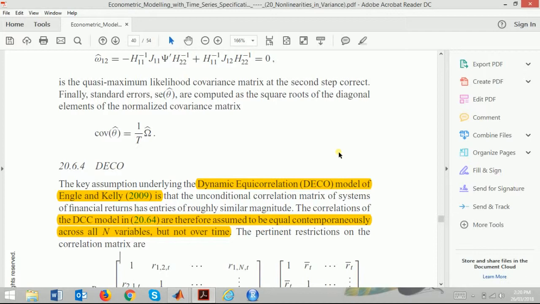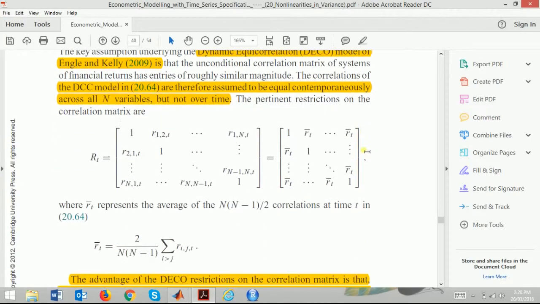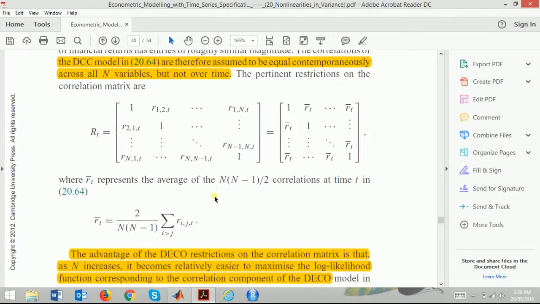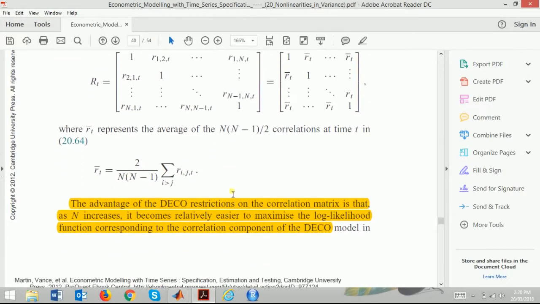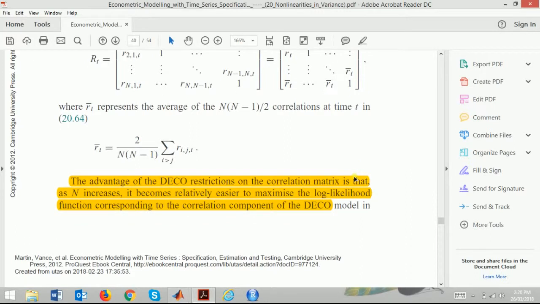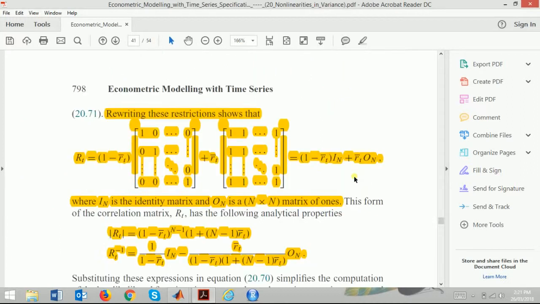So across variables they're equal, but not over time. They are not time varying. So the returns are equal across the variables, but not over time. The average represents the average of n(n minus 1)/2 correlations at time t, that is 2/(n(n minus 1)). The advantage of the DECO restriction on the correlation matrix is that as n increases, it becomes relatively easier to maximize the log likelihood function of DECO.